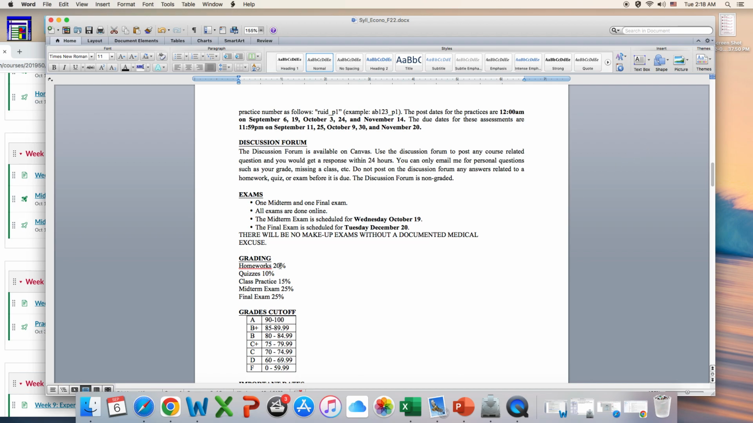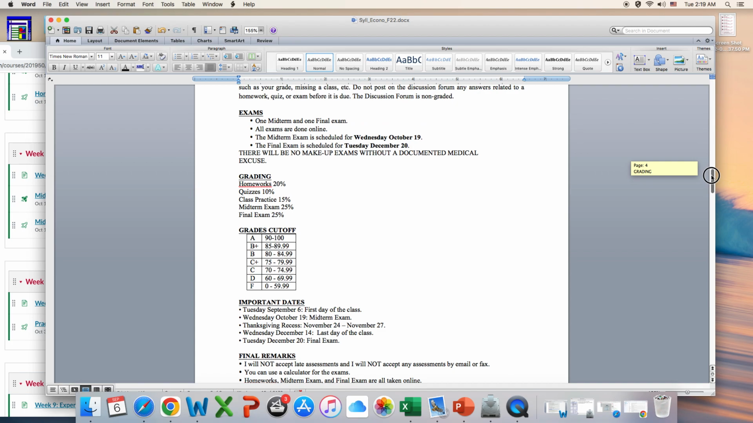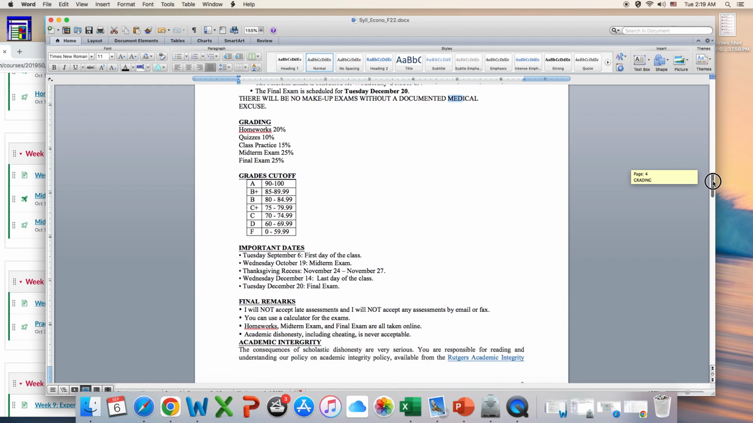Grading, we have the homeworks 20%, quizzes 10%, practice 15%, midterm 25%, and the final is 25%. Okay. Of course, if you miss any of the exams, any of the assessments, I can offer a makeup exam, but you have to provide a documented medical proof that you were sick on the day or the week of the assignment, so you were not able to work on it. Then I can give you a makeup.